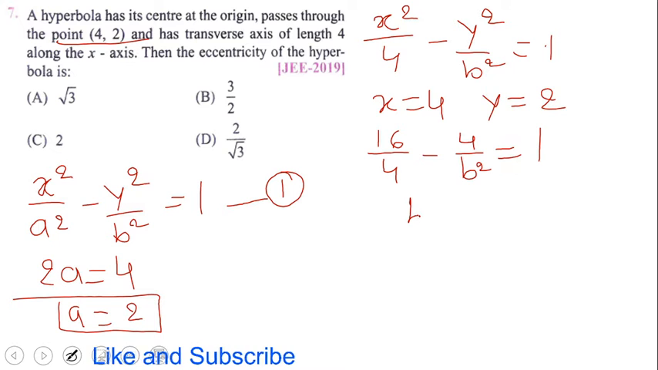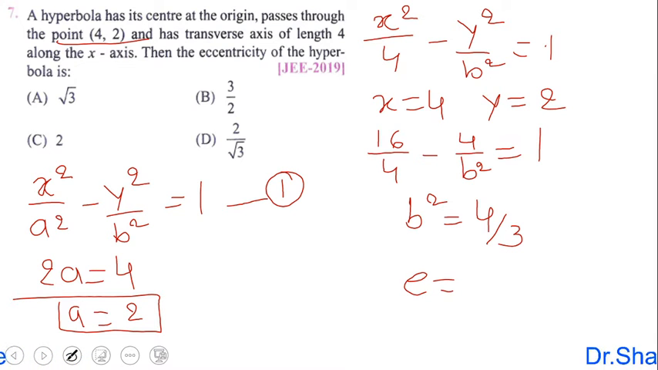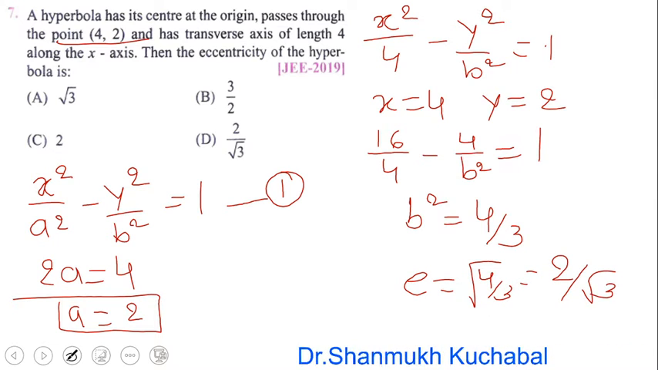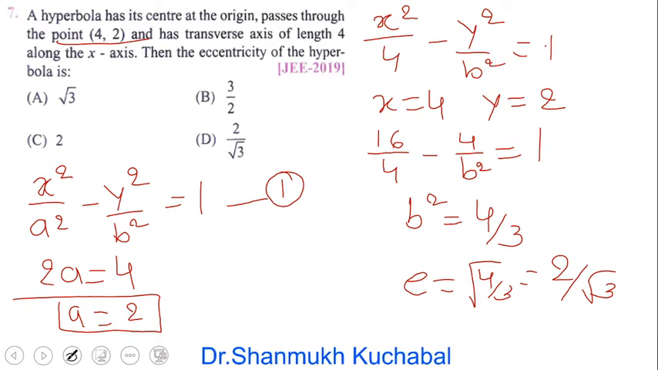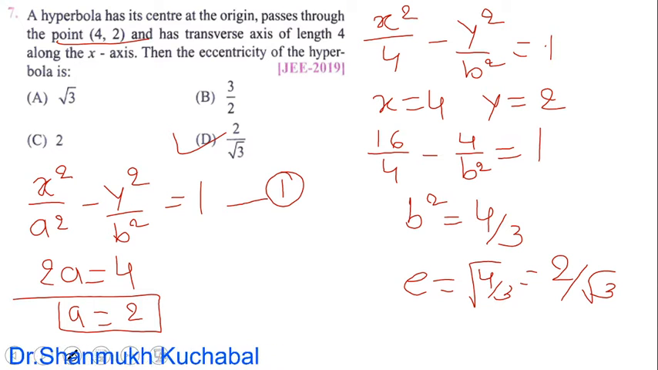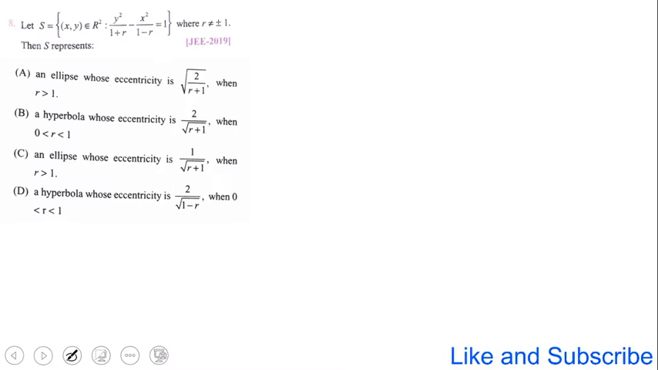Then we are going to get b square as 4 divided by 3. So e we get as the square root of this, the square root of 4 by 3. So it is 2 by root 3. So clearly option D is the right answer. So this is along the x-axis, the transverse axis, then the eccentricity of the hyperbola is 2 by root 3. So this is the required simplification. Okay, we'll move to our next example.